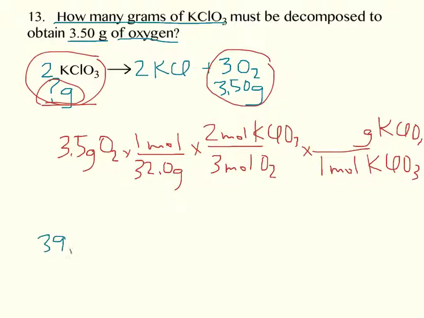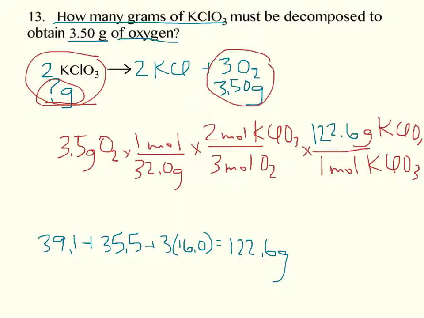K is 39.1 grams, Cl is 35.5 grams, O3 is 3 times 16.0 grams. Make sure you're using at least one place past the decimal for potassium, 39.1, not 39 even. Add all of those together and you end up with 122.6 grams. So that's the mass off the periodic table for KClO3. Multiply it all: 3.5 divided by 32 times 2 divided by 3 times 122.6 overall gives you 8.94 grams of KClO3.